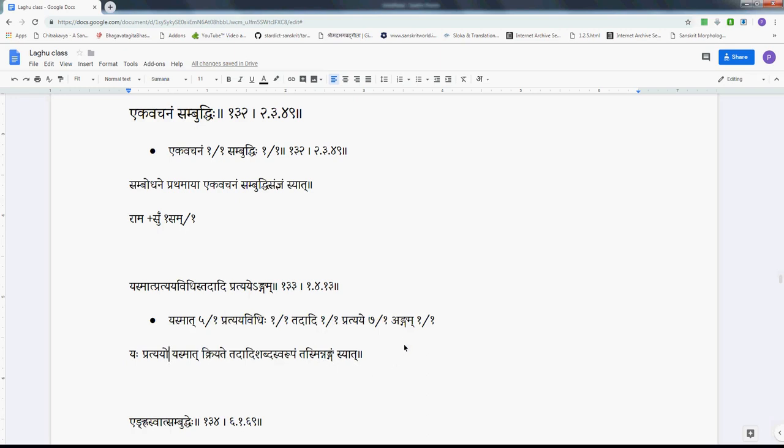So angam syat, that is called an anga. What is called an anga? That tadadi shabdaswarupam. Tadadi is what? Beginning with which. Yasmat kriyate tadadi, so yasmat and tad are the same entity. Yasmat kriyate, tasya adihi, that which begins with it, shabdaswarupam, tasmin angam syat.